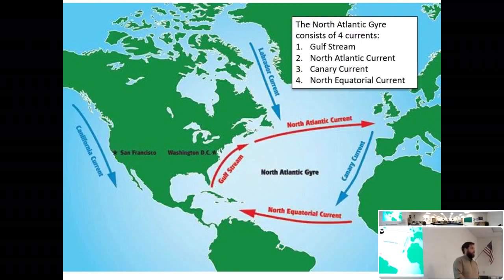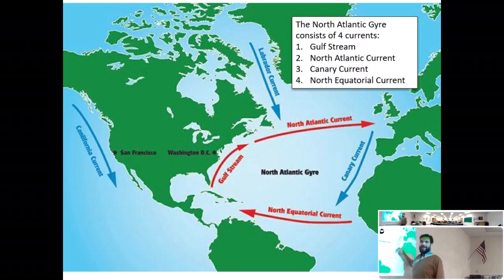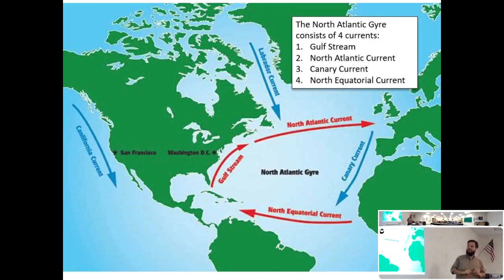Now the North, so what is a gyre? A gyre is just a big circulation pattern in the oceans. It encompasses a whole ocean, so it's a circulation pattern you get encompassing an entire ocean. It's not just a little local regional effect. Now here's this North Atlantic Gyre.